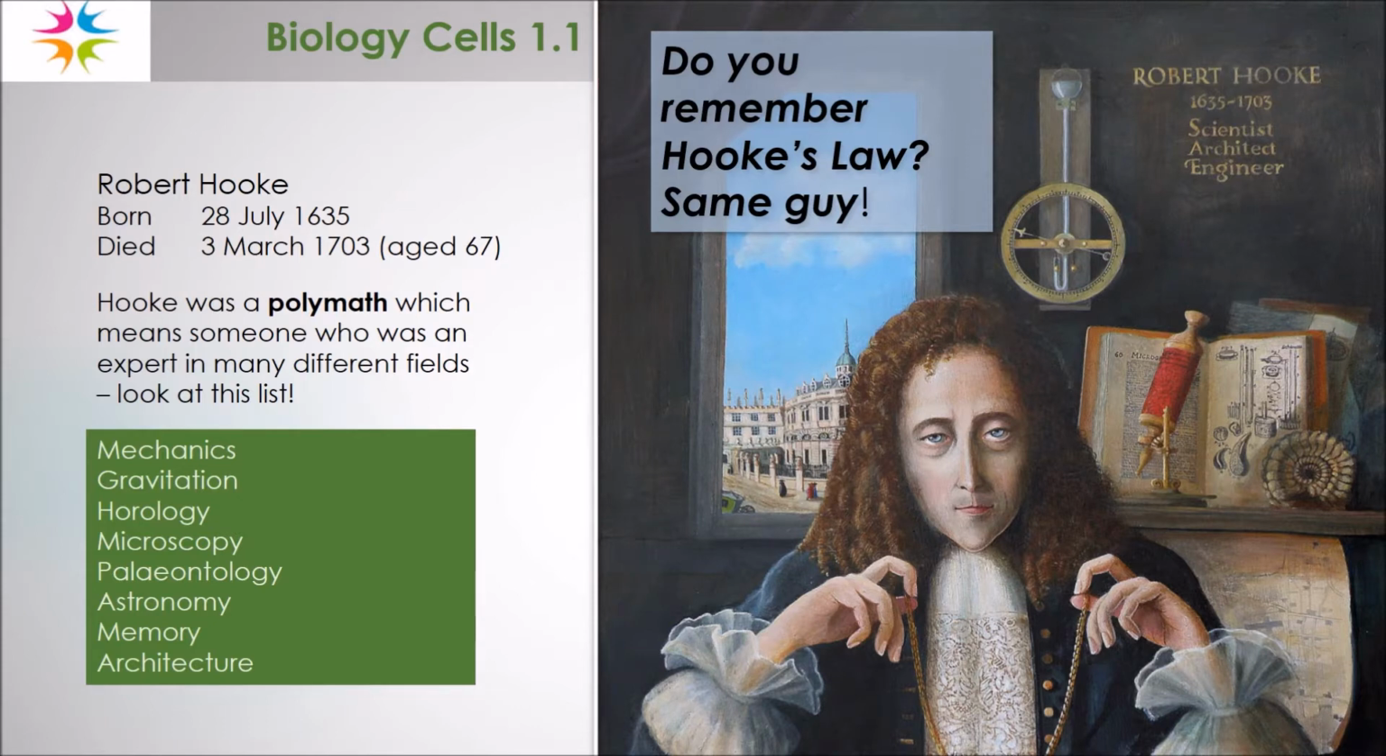I'm quite interested in Robert Hooke, and he's somebody you should know about. It says that he was born in 1635, which is a long time ago, and he was a polymath, which means he was an expert in lots of different fields. So if you look at the green box, you can see that he wrote papers and he studied and he discovered things in all of those different fields of science.